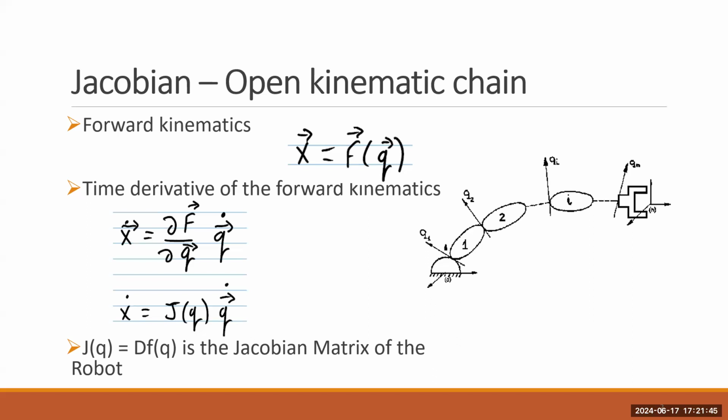So this is the forward kinematics, x equals F of Q. x is the position and orientation of the end of the arm. F is the forward kinematic function, and Q are the configuration parameters of the joints, say the angles of the joints or the linear distance of a linear joint.